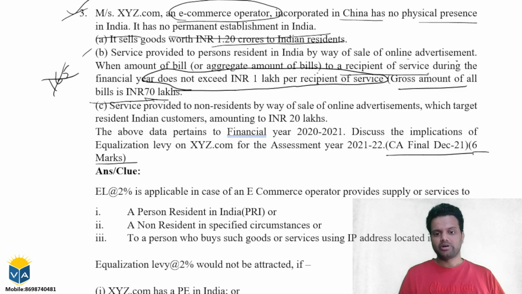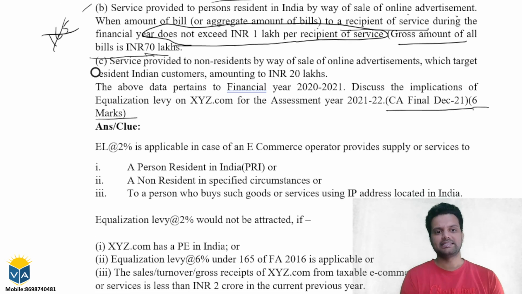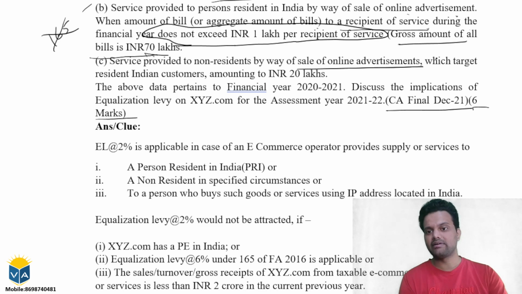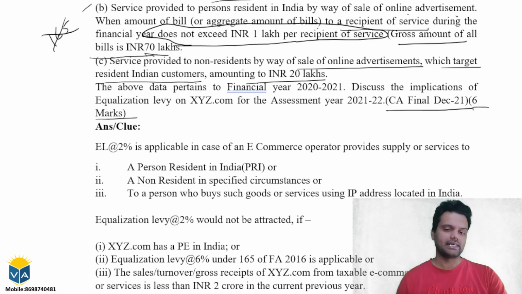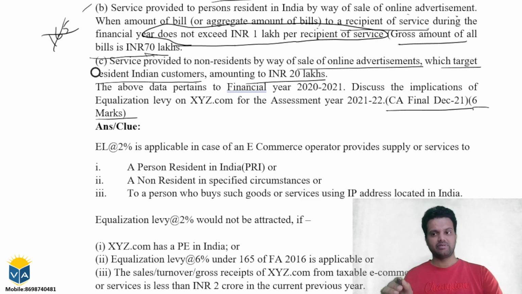Now moving on to the point number C. Point number C says service provided to non-resident by way of sale of online advertisement which targets the resident Indian customers amounting to 20 lakhs. If you remember section 165 when I am discussing non-resident in specified circumstances, one of the specified circumstances is sale of online advertisement, right? We have discussed it in detail there. So this is covered, clear case of section 165A.